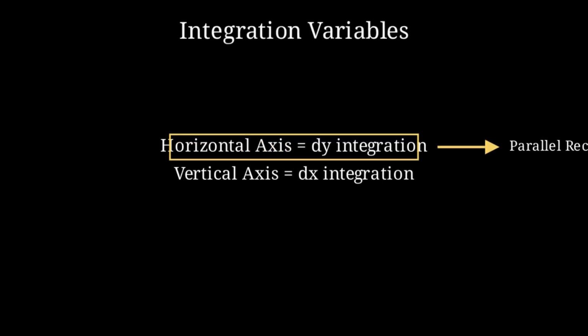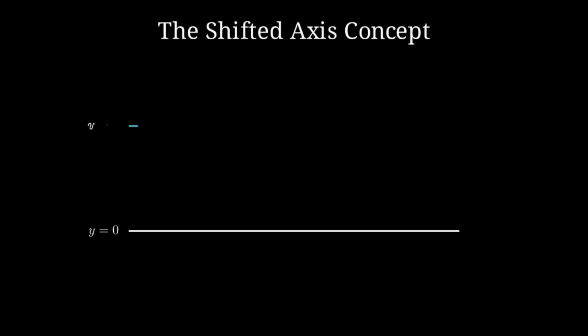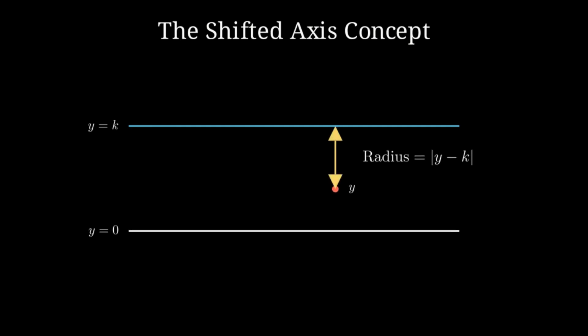The core challenge with a shifted axis is redefining the radius. The radius is no longer just y. It is the absolute distance between our differential strip at height y and our axis of rotation at k. This distance is expressed as the difference between the two values.